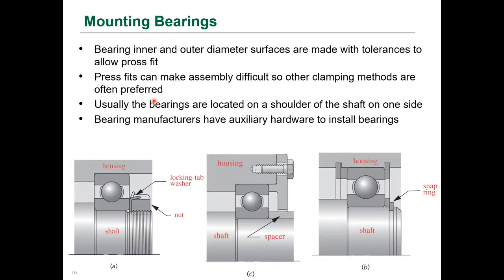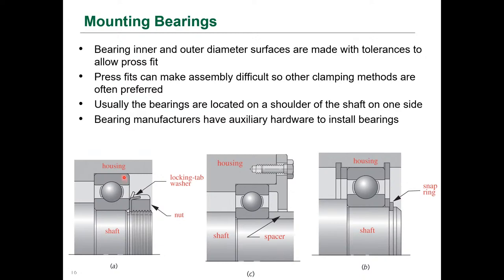When we talk about bearings, we also have to worry about how we're going to mount them. What's typically done is we'll have machined reliefs or shoulders on shafts where the bearing will rest against a matching relief in the housing. Okay, and the bearing will be put in. Often the bearings themselves are designed so that they can be press fit. But if you have to press fit a bearing on a shaft and then press fit that shaft into a housing, it actually can be pretty difficult for assembling everything.